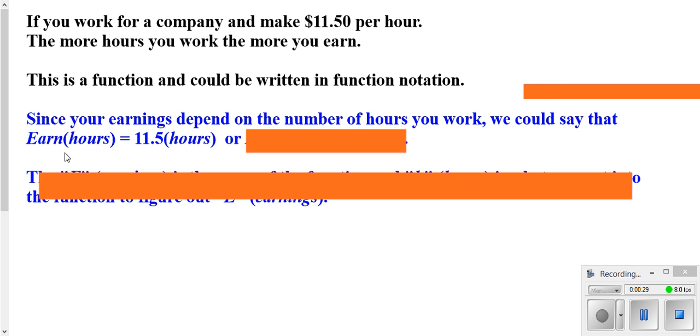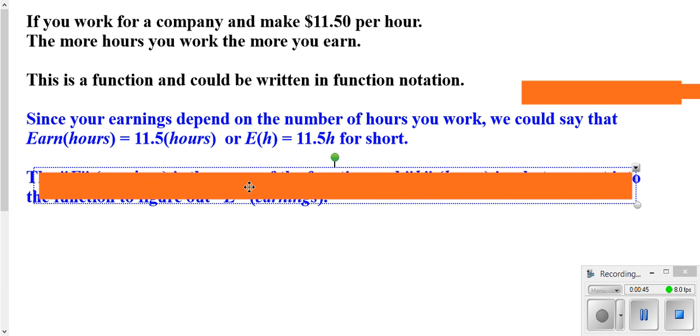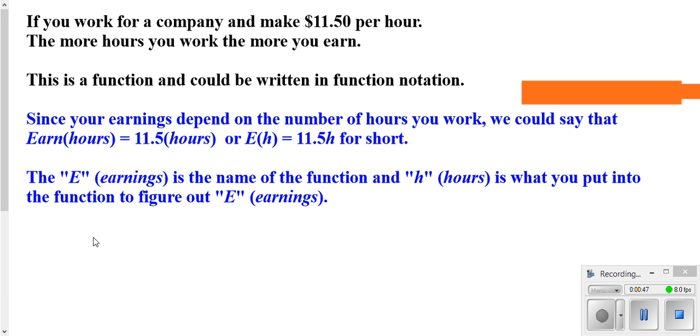Now, typically, we don't write functions with full words. There's nothing wrong with it, though. But for the most part, mathematicians are lazy, so they're going to abbreviate this and write it as E of H, where E is representing earnings and H is representing your hours. So this is function notation. Once again, E is earnings and H is hours. So we have our function that's predicting what we earn based on our hours.